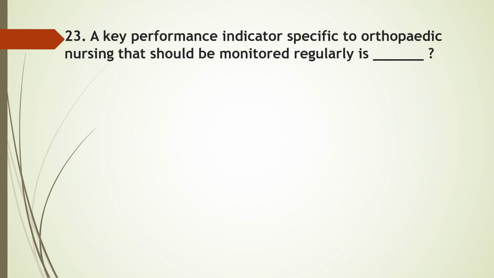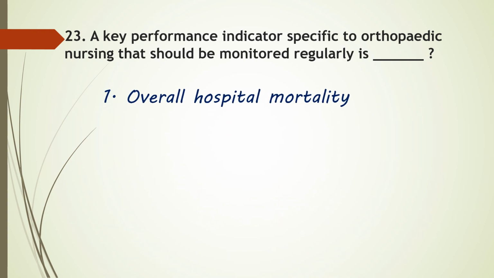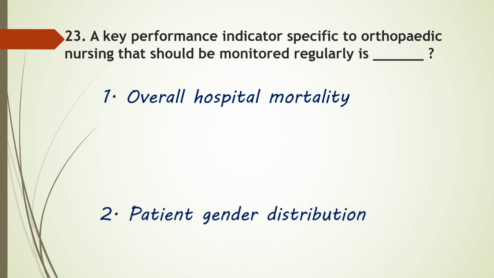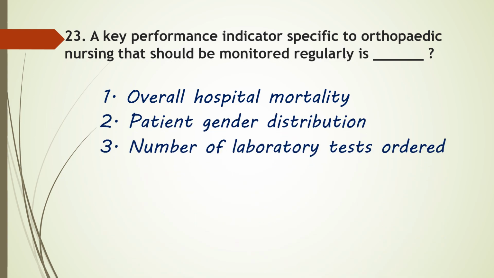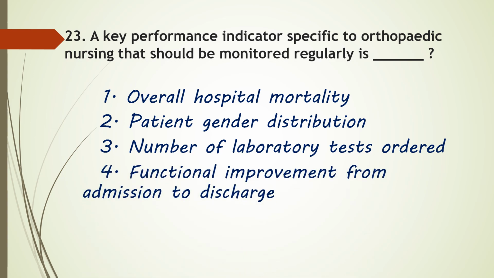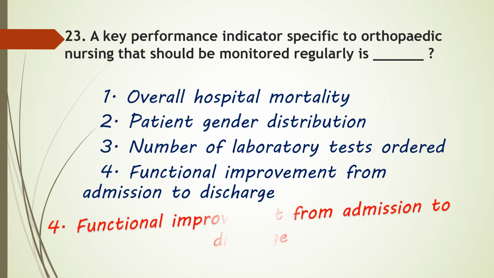Question number 23. A key performance indicator specific to orthopedic nursing that should be monitored regularly is. Options are overall hospital mortality, patient gender distribution, number of laboratory test order, or option 4 functional improvement from admission to discharge. The right answer is option 4 functional improvement from admission to discharge. That should be monitored regularly in orthopedic nursing.